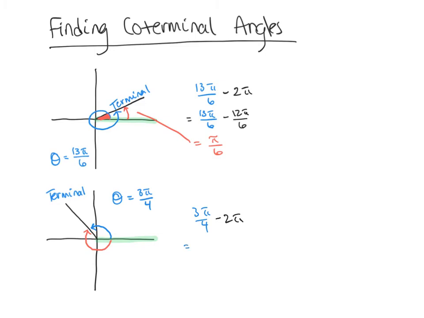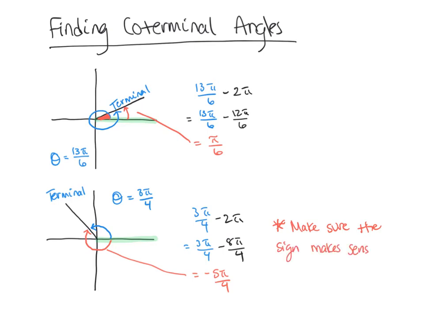And this is going to be 3 pi over 4 minus 8 pi over 4, so we can have a common denominator. And that's going to leave us with a negative 5 pi over 4. So we can say that this angle over here is a negative 5 pi over 4. So again, make sure here, I'm going to make a little note for us. Make sure the sign makes sense. So when I say the sign, I mean like the positive or negative sign.